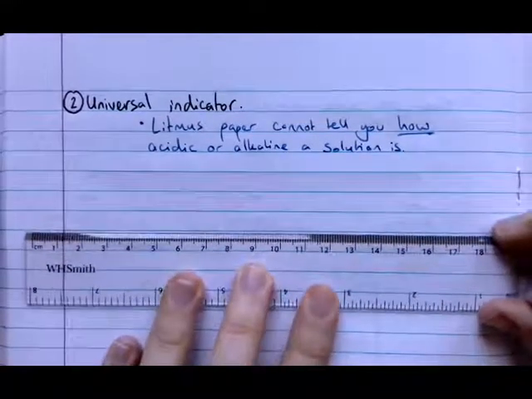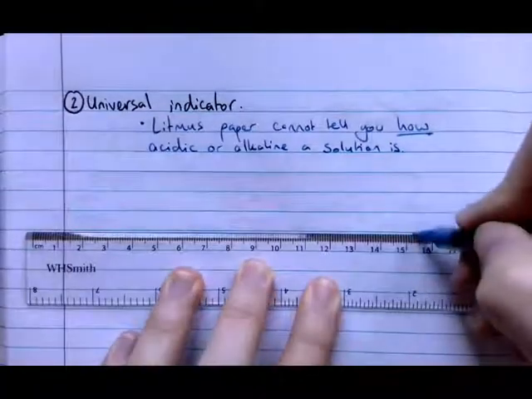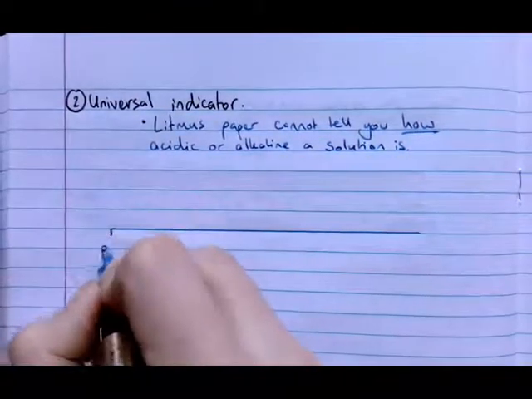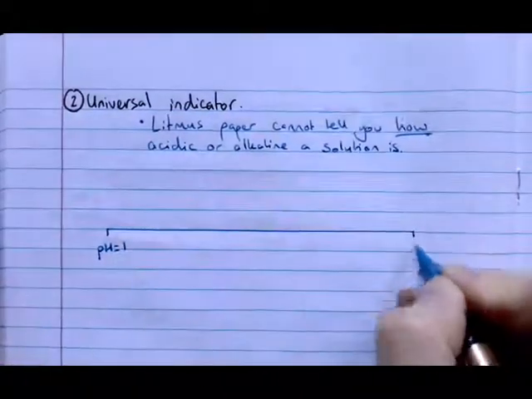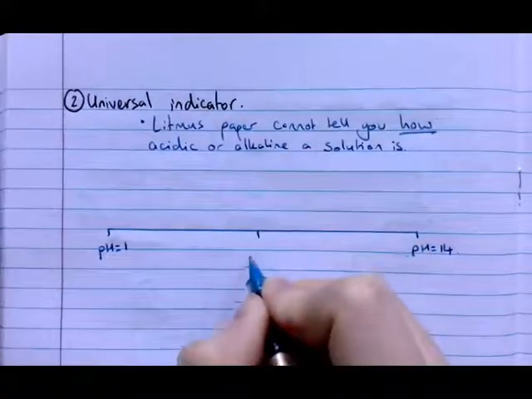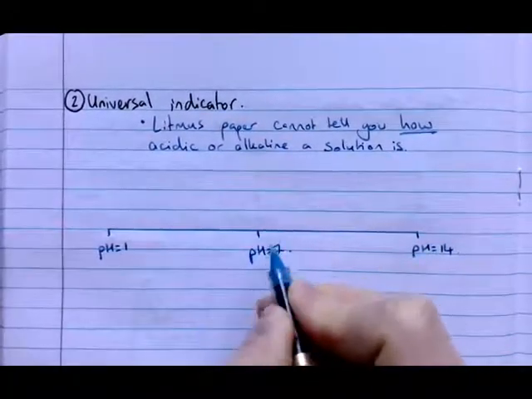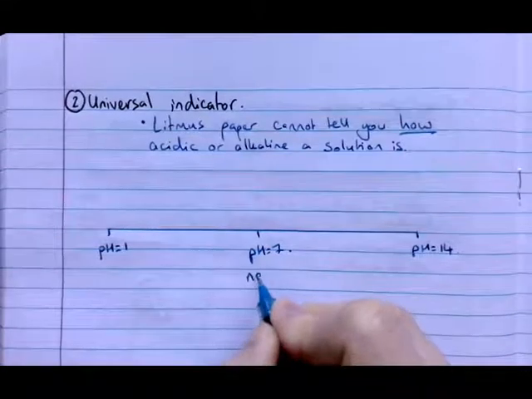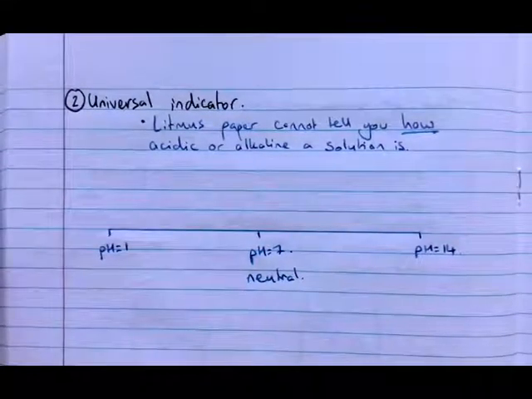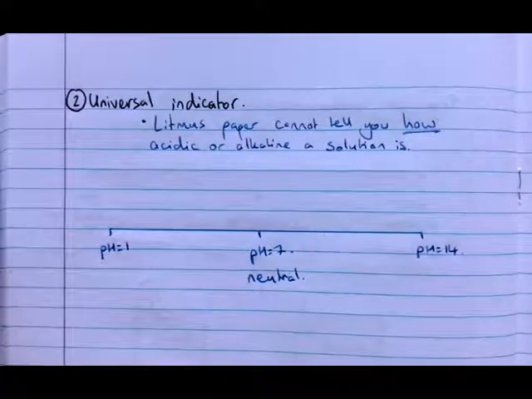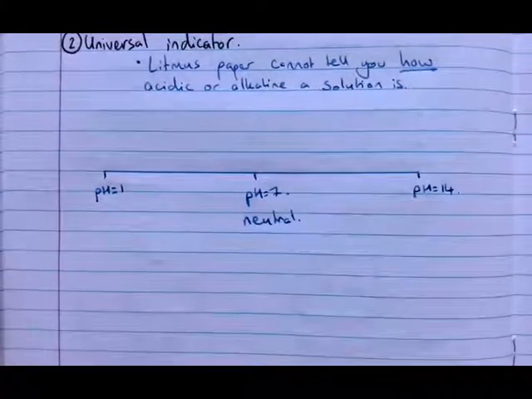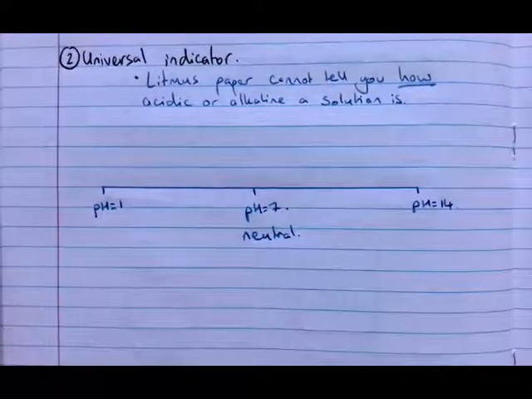So if I draw myself another scale here, all right, where we're looking down here, we're looking at pH equals 1, up here pH equals 14, and in the middle you've got a pH of 7. What do I call this again? Yeah, I call it neutral. All right. What I get is a range of colours. So depending on what the specific pH is, I get a range of colours.